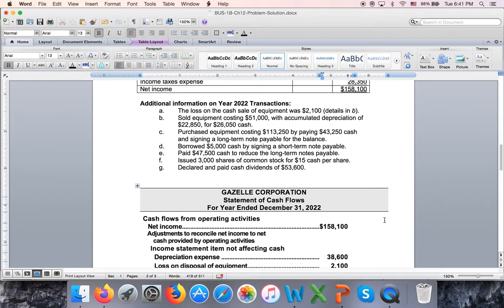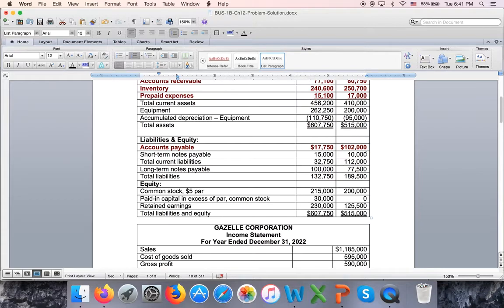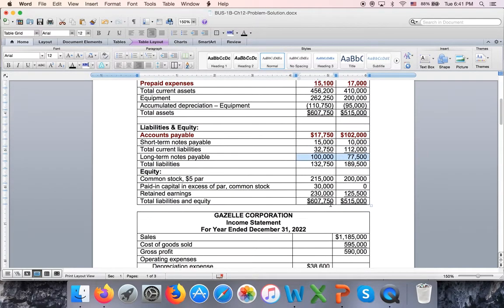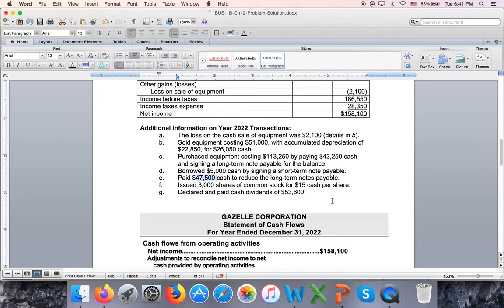And for financing activities, right here, we're borrowing $5,000 cash. So we got cash in and we signed a short-term note payable. By the way, it's also right here. You see this? My short-term note payable went up by 5,000. And my long-term note payable also went down, and they give us information. So we paid all 47,500 cash to reduce the long-term note payable.